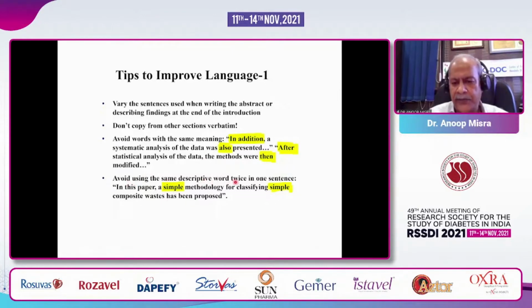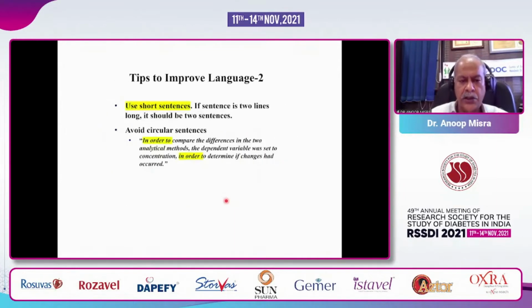Avoid using the same descriptive word twice in one sentence. "In this paper, a simple methodology for classifying simple composite waste have been proposed." And please don't copy from other sections. Each sentence has to be original. Use short sentences. Avoid circular sentences. Look at this sentence: "In order to compare the differences in the two analytic method, the dependent variable was set to consideration in order to determine if changes had occurred." So first, "in order" is twice in this sentence, and the meaning is so difficult to get in the first go.